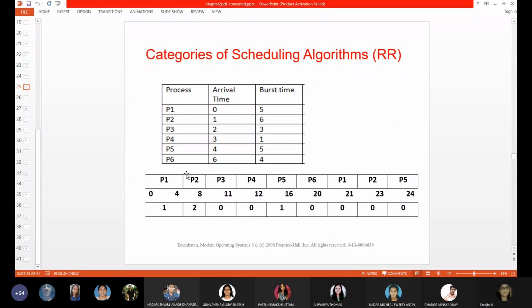But in the round robin algorithm, there is a time period called quantum time. That quantum time will be decided by the operating system. For example, 4 milliseconds, 5 milliseconds, 2 milliseconds, 8 milliseconds. So the quantum time will be in milliseconds. In this example, we assume that 4 milliseconds is the quantum time period.